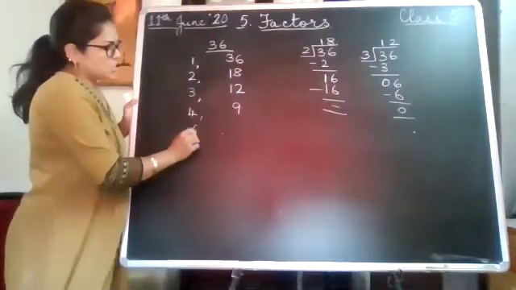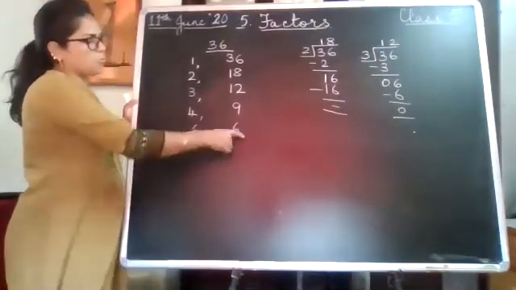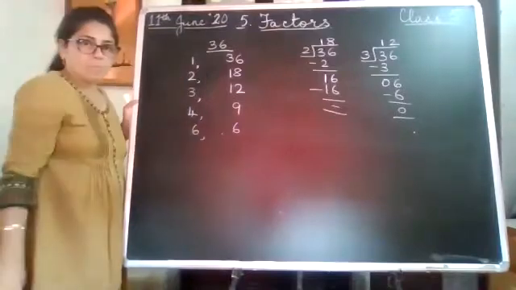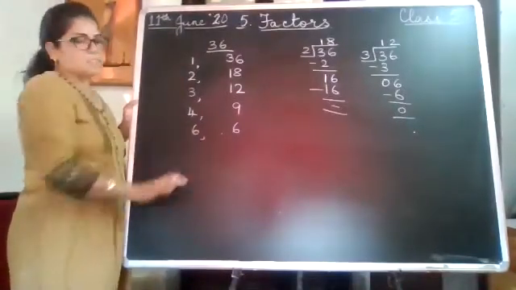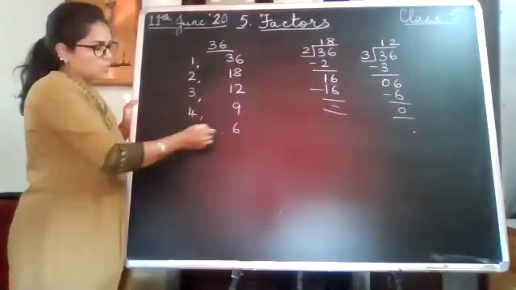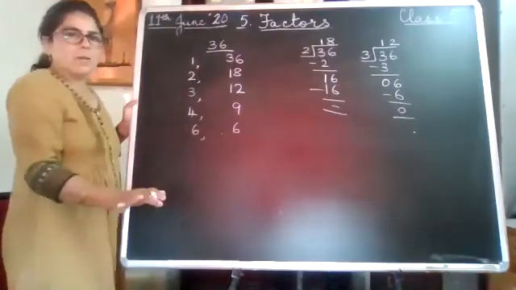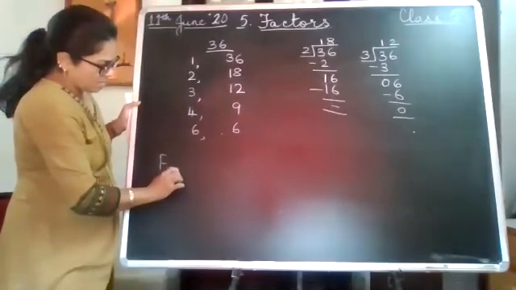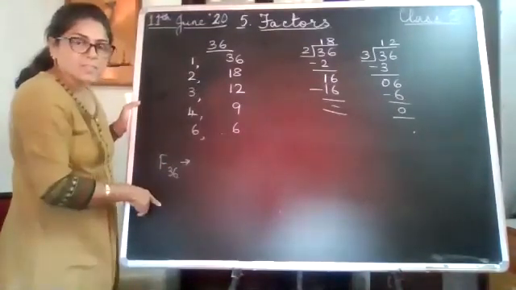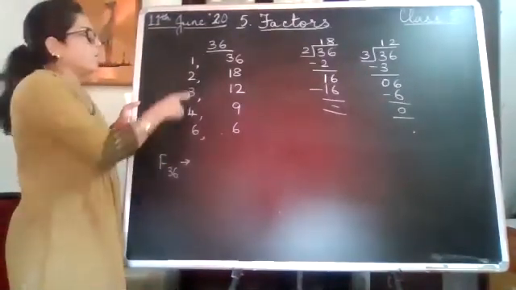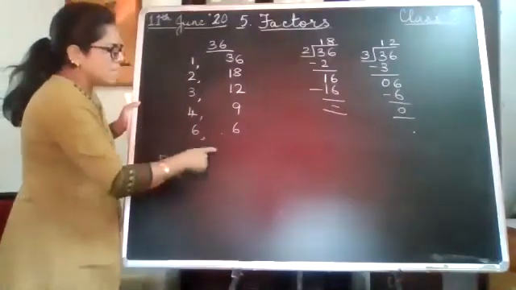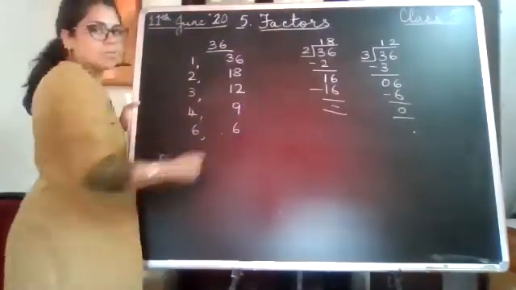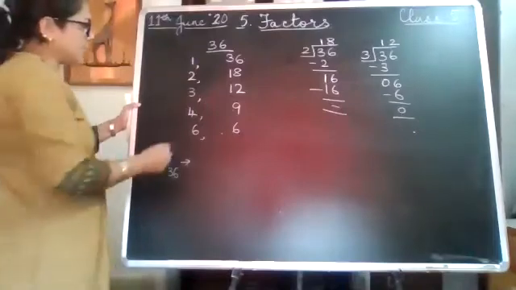Now 6 sixes are 36. So you know that 6 sixes are 36. And when you reach two similar numbers, you come to a stop, meaning you finish finding out all the factors. Then you list them like this. When you list them, you write them in ascending order. You start writing like this and then you go writing like that. Okay, automatically it will become an ascending order.